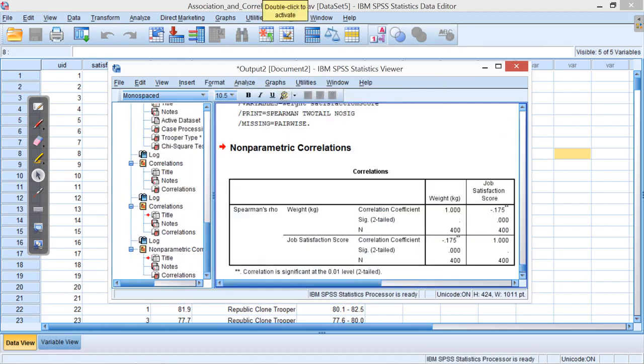You press OK, and it will spit out the non-parametric correlations. And this time it says it's a correlation of minus 0.175, so it's got a slightly different degree of correlation. But again, it's saying it's a significant result. It's saying it's really sure that there is correlation. In fact, it's slightly more sure than the other test. So I just wanted to show you that and start introducing that idea.